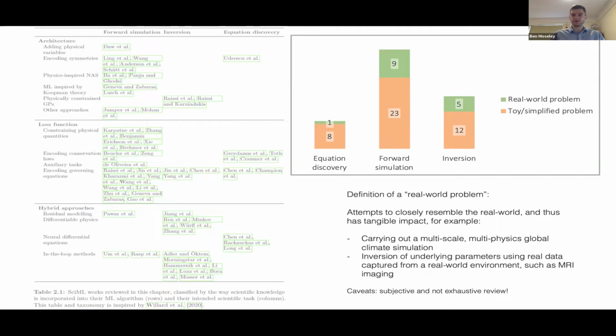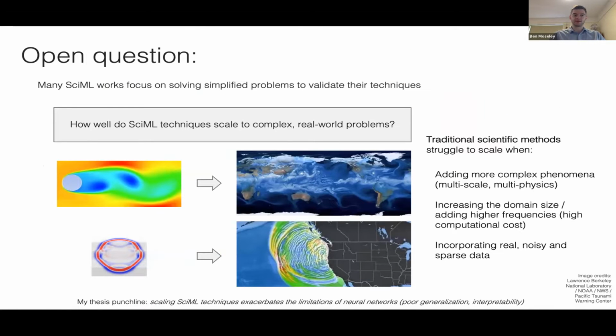And the main thing that I observed, and I think this is fairly true, is that many of the SciML techniques that are being proposed at the moment are focused on these toy simplified problems. And there's a good reason for it. It's that they're usually much more well understood, and they make it very easy for us to validate our approaches. But I think this leaves a gap that we need to address as a community, which is how do we take these approaches and scale them to big problems? So this is my overarching question.